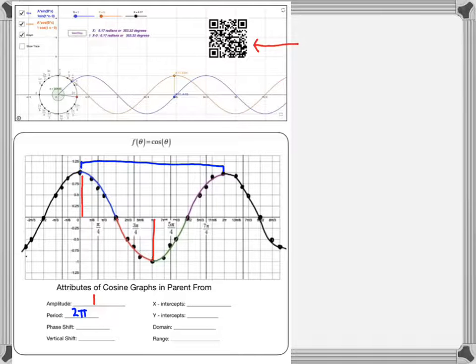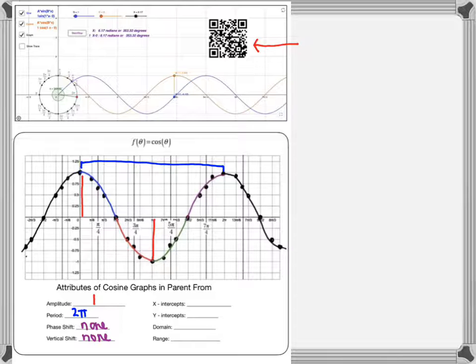There isn't any phase shift because we're not moving left to right any, and we're not moving up and down any for the vertical shift, but it works out the same way. You just start with a different parent graph, and basically it's the sine graph that is going to be shifted to the left 90 degrees or pi over 2.